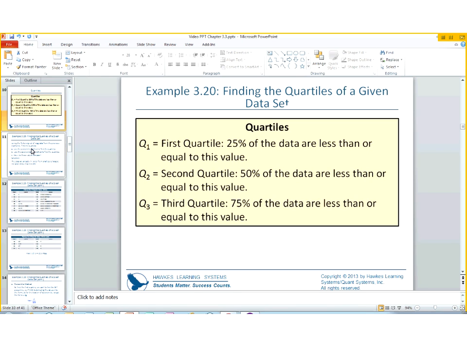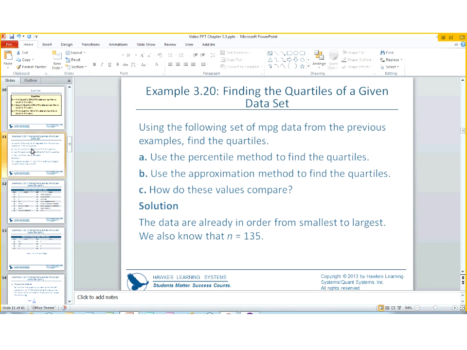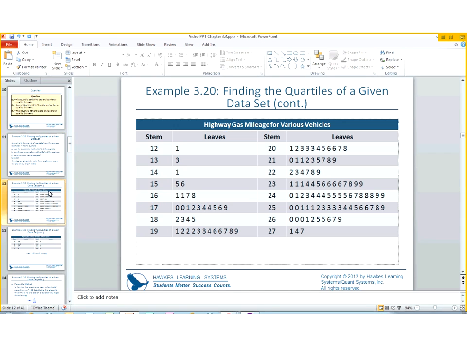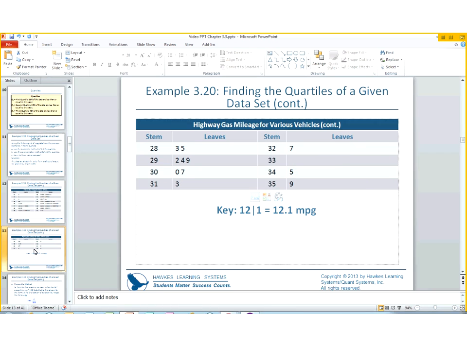All right. So there's a couple of different methods for finding the quartiles. Let's go into it using this data set. There's 135 pieces of data in this data set, and it is highway gas mileage for various vehicles. It has the smallest being 12.1 all the way to 35.9.